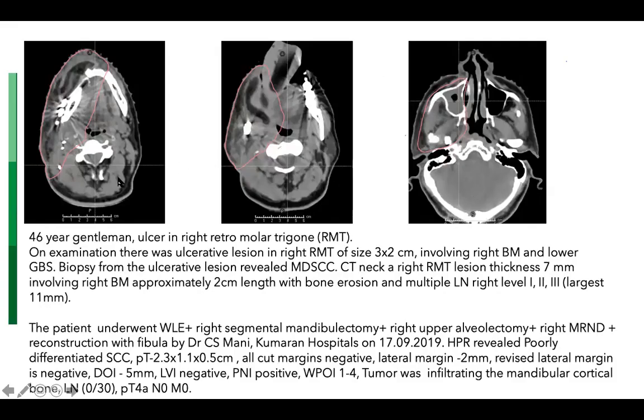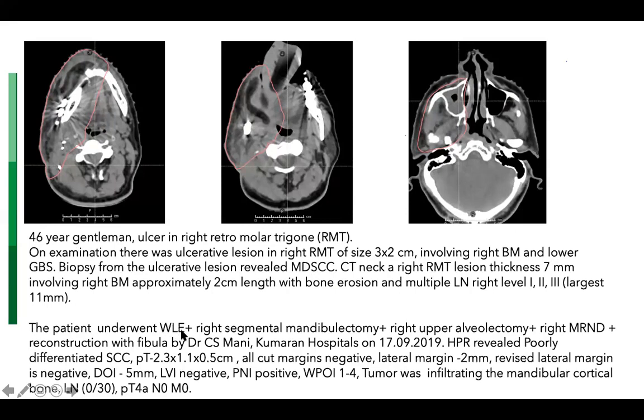This is another patient. This patient had an ulcer in the retromolar trigone. This was an ulcerative lesion, right RMT, 3 to 2 centimeters, involving the right buccal mucosa and the lower gingivobuccal sulcus. Biopsy from the ulcerative lesion revealed a moderately differentiated squamous cell carcinoma. A CT neck, this was the right RMT lesion. He had neck nodes involved.